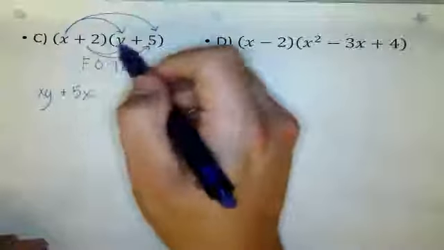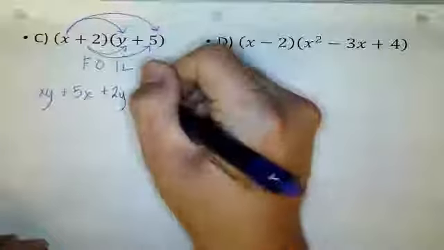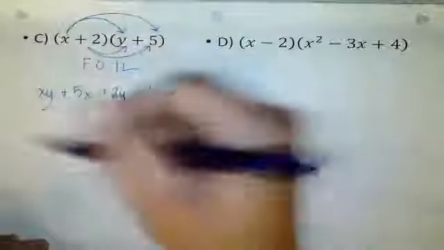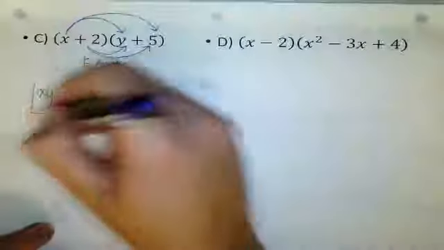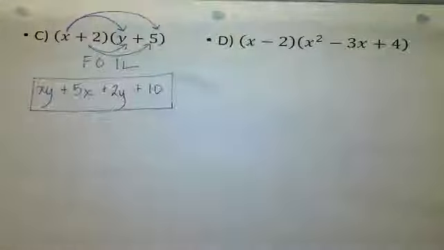All right. So we're going to do 2 times y and get 2y. And we're going to do 2 times 5 and get 10. Are any of these like terms? No. So just like that, and we're done. Of course, if there were like terms, you'd want to add like terms.